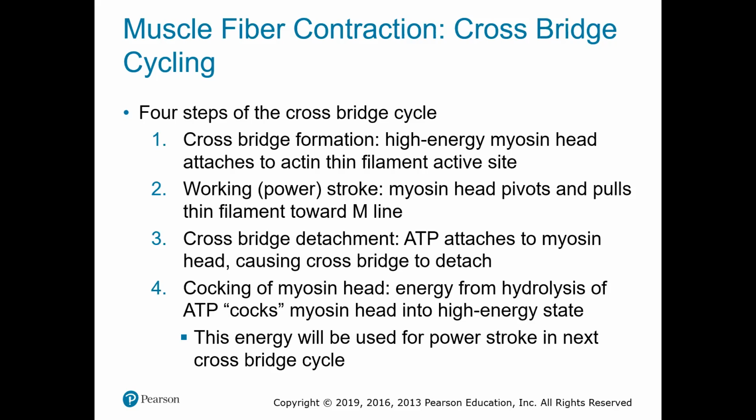So it's a 4-step process. We form the cross bridge. We have the power stroke. ATP attaches to the myosin head and that allows it to let go of the actin. It'll drop down. And then the last step is to recock, ready to go again, to reach up and grab the actin. And as long as you've got ATP, and as long as there's calcium there to keep the binding sites exposed, the myosin heads are going to keep reaching up and yanking, keep reaching up and yanking.